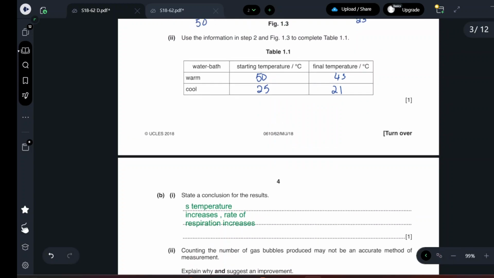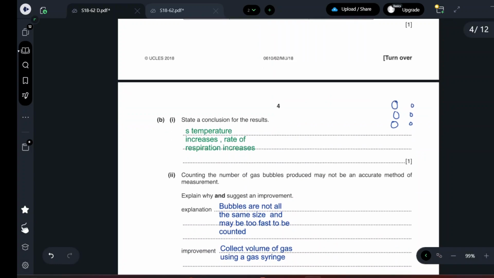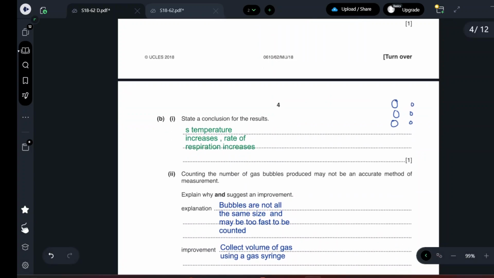Counting the number of bubbles may not be an accurate method of measurement. As we said, counting the number of bubbles is inaccurate. Why is this? Because the sizes of the bubbles are not equal. Sometimes it can give you 3 bubbles like this, others can give out like this. If we compare these bubbles to these bubbles, we cannot say that they are the same volume of gas. Definitely the bigger bubbles have more gas. So counting the number of bubbles is an inaccurate way because they are not all the same size. Also, they may be too fast to be counted.